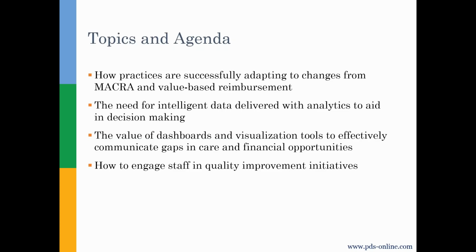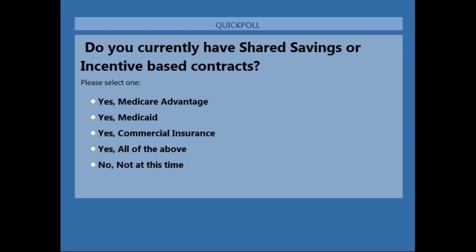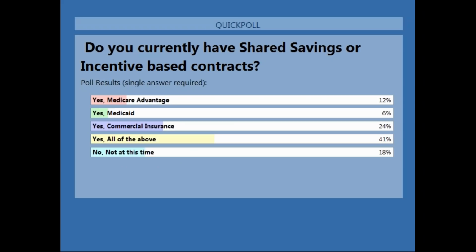So let's hear from our audience today on your participation in some of these contracts. There's a lot of variation around the country. Some of you have already started participating in these shared savings or incentive contracts, but we'd like to see how far and what types of contracts you've got. So let's look and see what this audience has. We have the bulk of the answers in the yes, all of the above: Medicare Advantage, Medicaid, and commercial insurance. And then we still have 18 to 20% of our audience that's not participating.